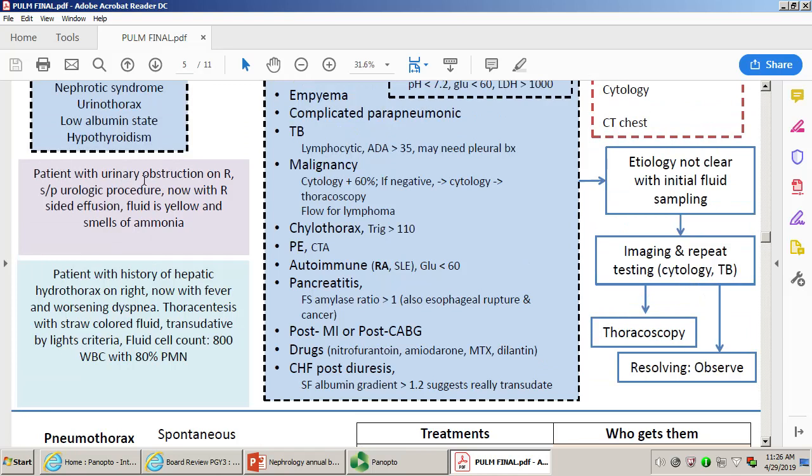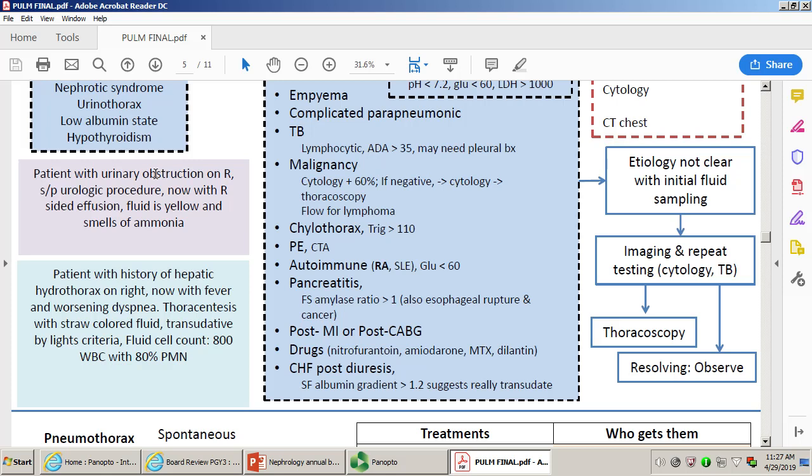A patient who has a urinary obstruction on the right, status post urologic procedure, now has a right-sided effusion and the fluid is yellow and smells of ammonia. What do you think? A urinothorax. What do you check on the fluid? Close. A creatinine. Your fluid to serum creatinine would be more than 1.